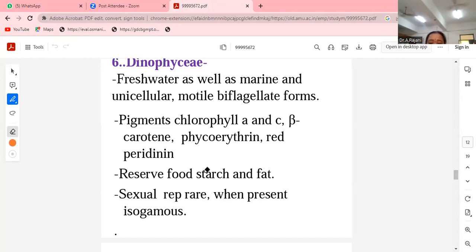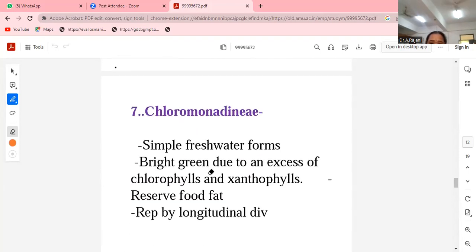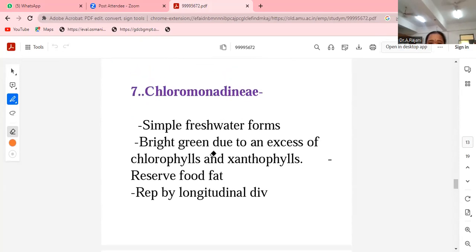In this class, scientists divided it into 6 orders. Coming to the seventh class, Chloromonadineae. This is bright green in color. All members are found in freshwater reservoirs. The chromatophores are bright green, with numerous discoid chloroplasts present. The pigments are chlorophylls and xanthophylls.